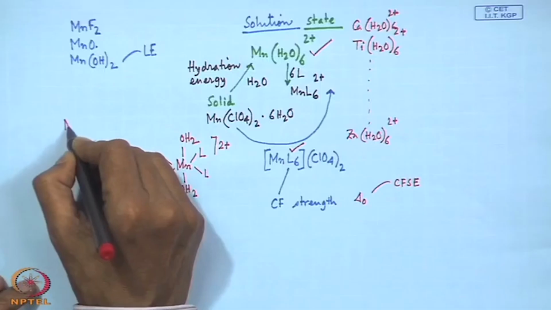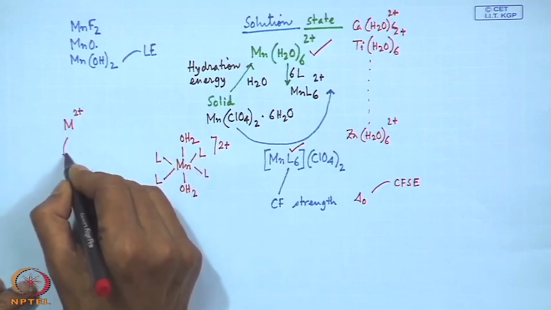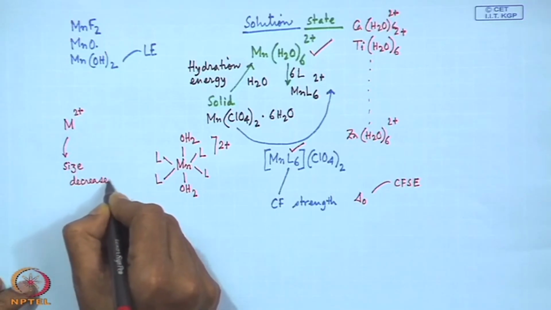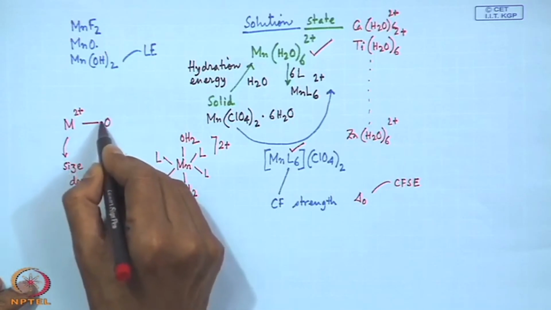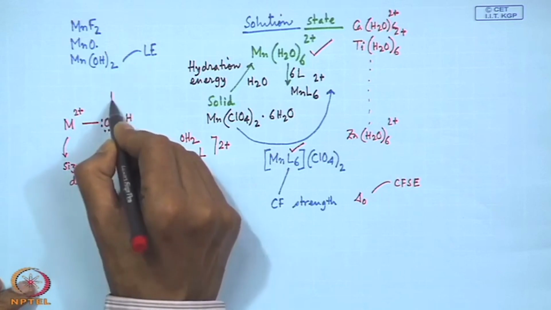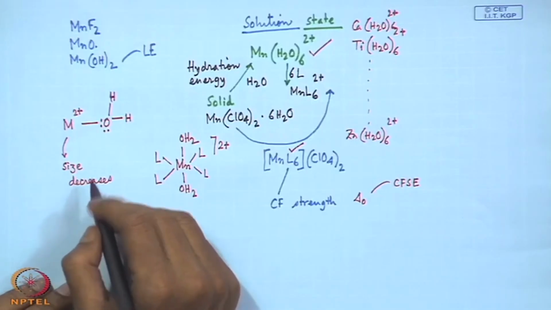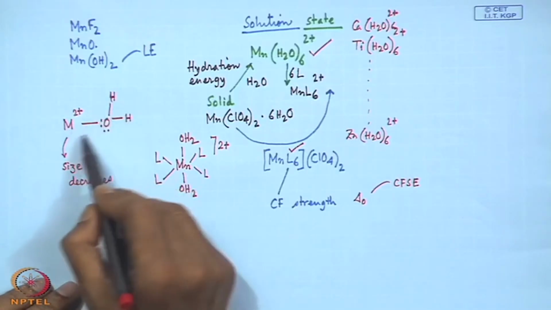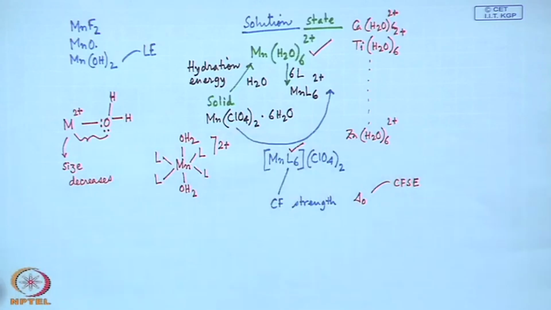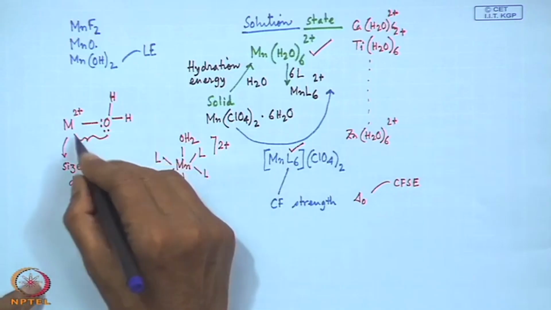So, as we move across M2+, as the size decreases, the interaction with the lone pair of electrons on the water is basically increasing. As the nuclear charge is increasing, the size is decreasing. So there will be a change in the corresponding interaction.